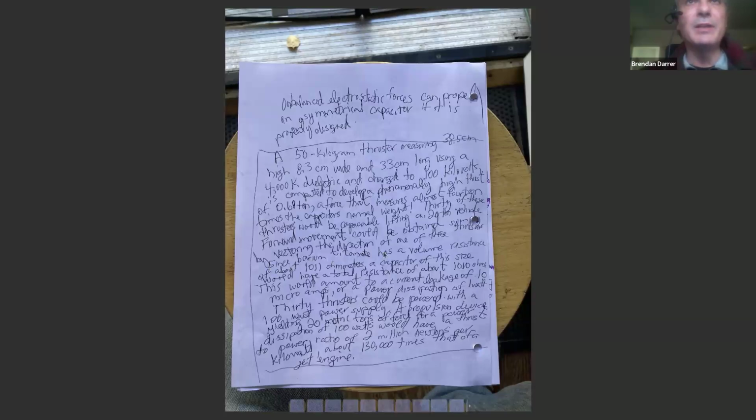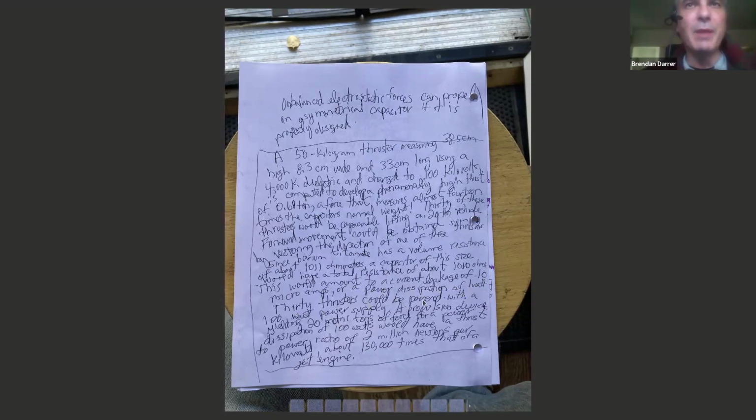Since barium titanate has a volume resistance of about 10^11 ohm meters, a capacitor of this size would have a total resistance of about 10^10 ohms. This would amount to a current leakage of 10 microamps, or a power dissipation of 1 watt.